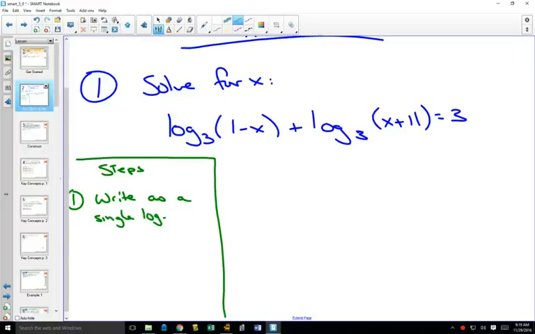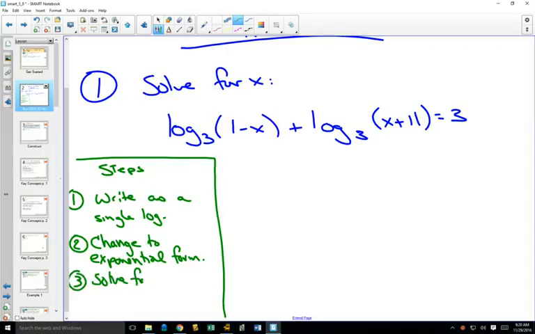Because if we can write this, which right now has two logarithms, as one logarithm, then we're going to be able to do that key step, which is step 2, and change it to exponential form. Because once you change it to exponential form, you're getting the x out of the inside of that logarithm. And that's what our goal is. Because then it will be in a form that you know how to solve, and you can use your algebraic skills that you know to solve for x.